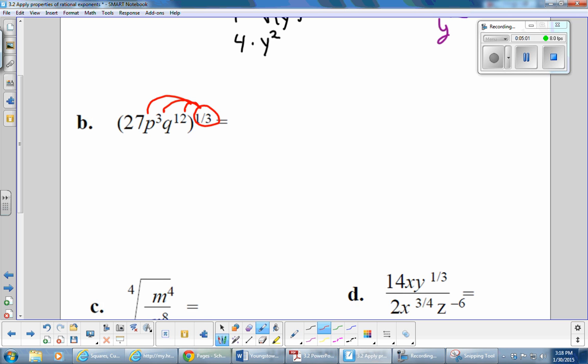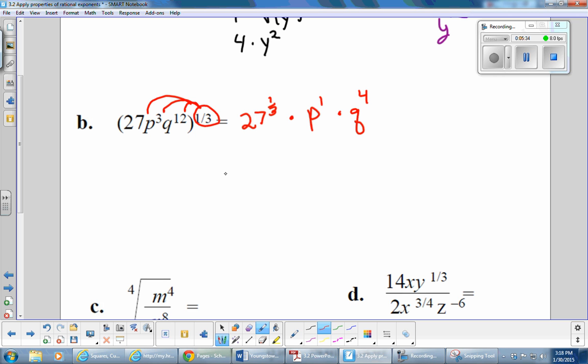So that's going to give me 27 to the 1/3 power, right? Times p to what's 3 times 1/3? 3 times 1/3 is just 1. So p to the first power. And then what's 12 times 1/3? Or you can also think of the 1/3 as dividing by 3. So 12 divided by 3 is 4, so you're going to get q to the fourth power. And you're done. That was easy.